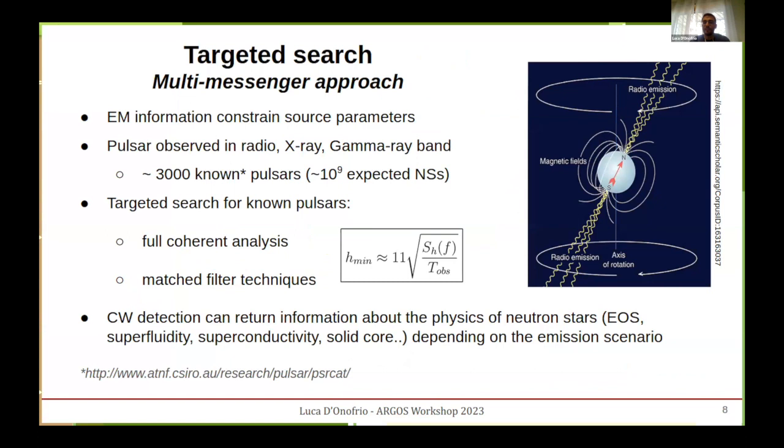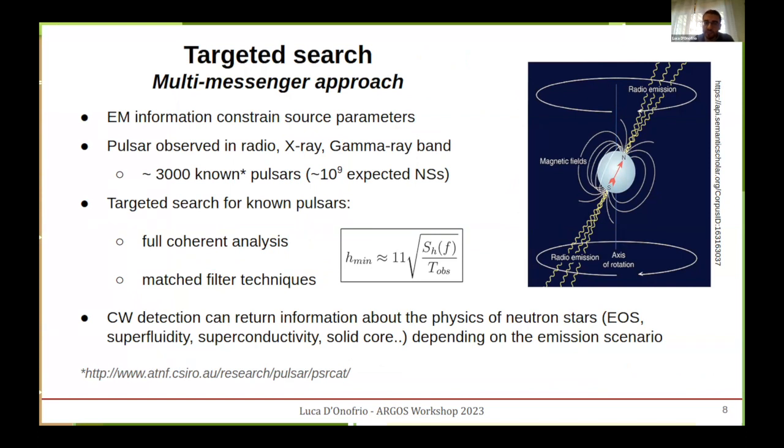As I said, the topic of this presentation is a targeted search, which has a strong multi-messenger approach, because we need the electromagnetic information to constrain the source parameters. In other words, the targets here are pulsars that are observed in the radio, in the X-ray, and the gamma-ray band. Up to now, we know in our galaxy almost 3,000 pulsars, but only a small fraction of these are in the sensitivity band of ground-based detectors.